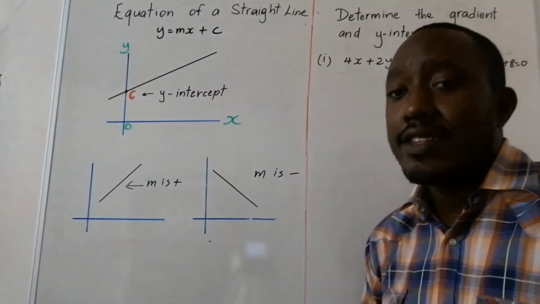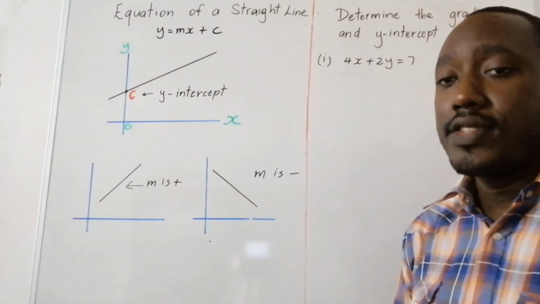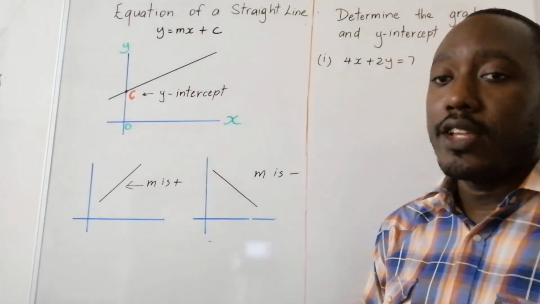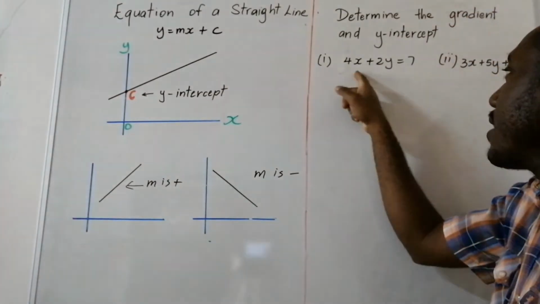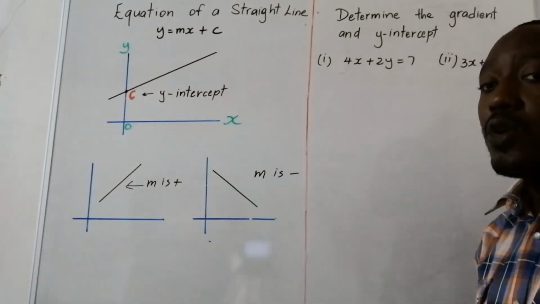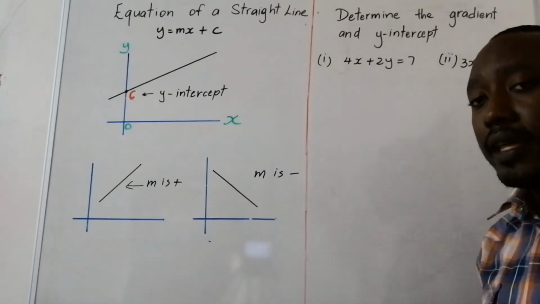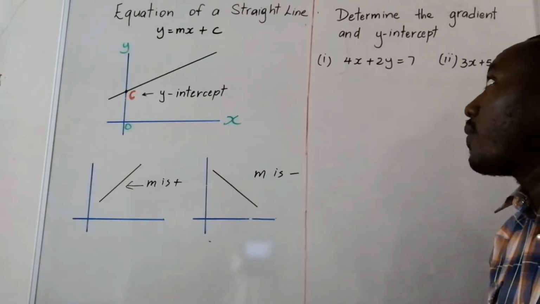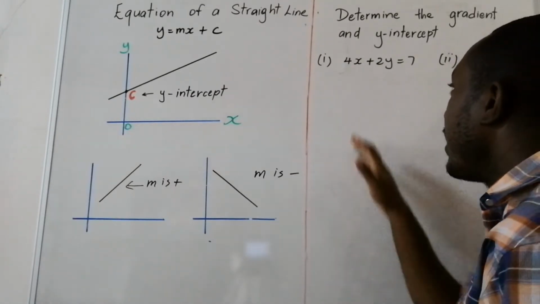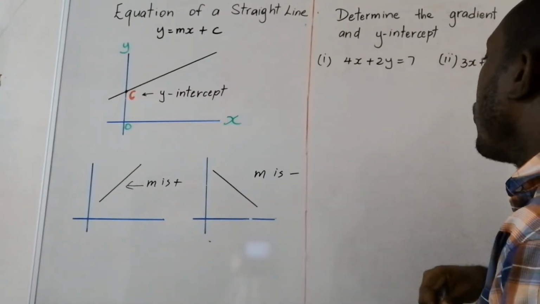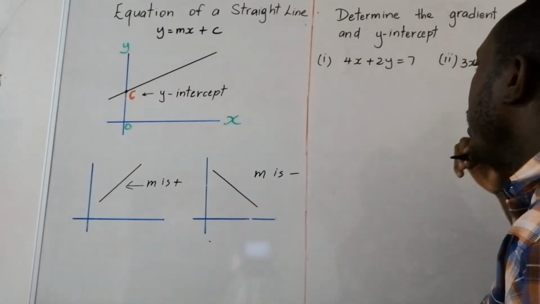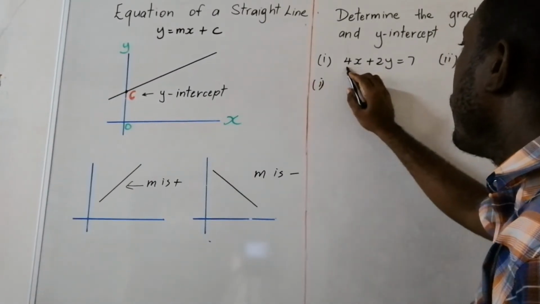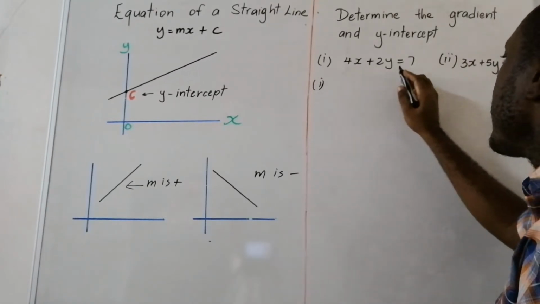Now, anytime we're asked to find the gradient and the y-intercept of a line, the first thing we must do is write it in the form y equal mx plus c. We know that this here is not in that form as yet, so we have to transpose it so that y can be the subject of the formula. So let's transpose this line to make y the subject of the formula. Here we have 4x plus 2y is equal to 7.